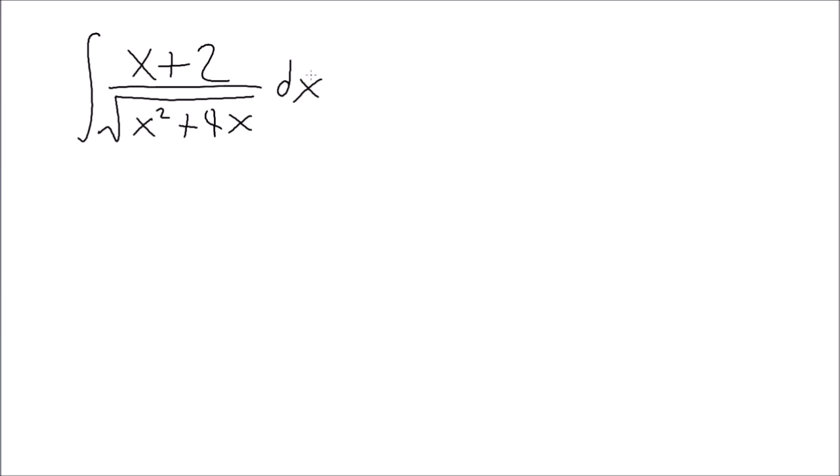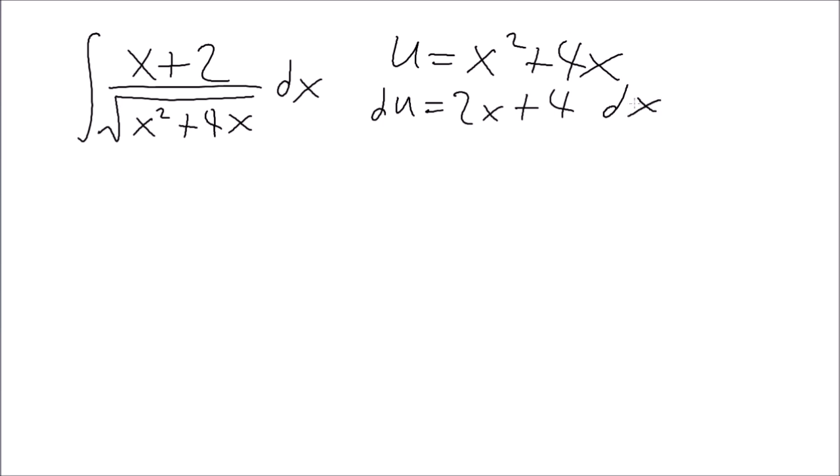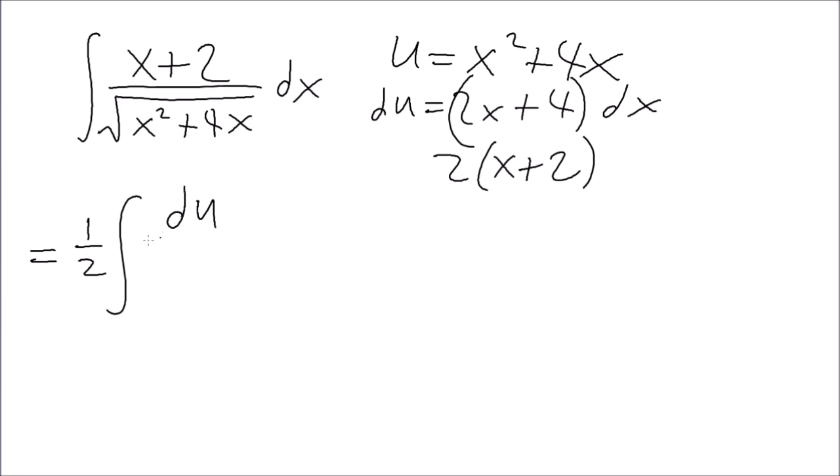Interesting. What do we do? I want to try u equal x squared plus 4x. Then my du becomes the derivative 2x plus 4 dx. I have x plus 2, and if I factor this, that's what it looks like. Aha. So when we substitute this, we have that 2, so it's a half. The x plus 2 cancels out, so we have our du now. We plug in u. Awesome.